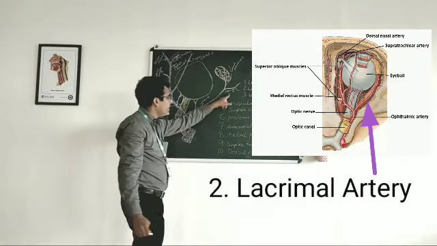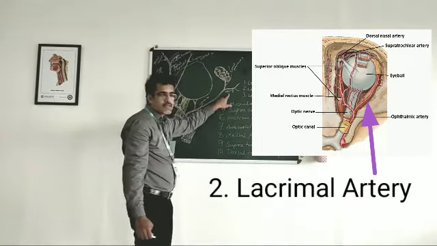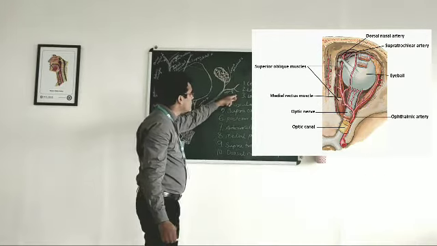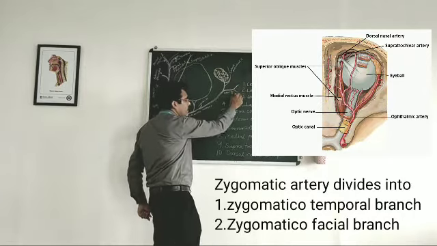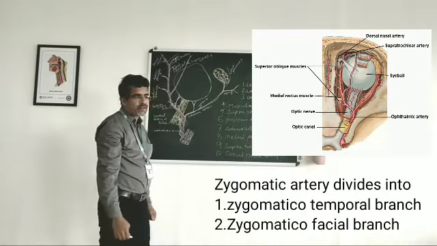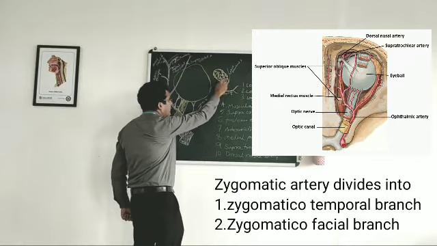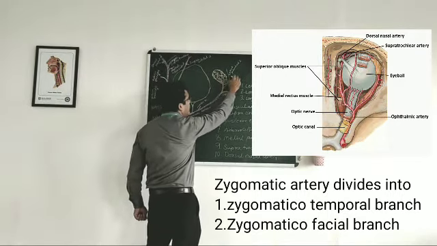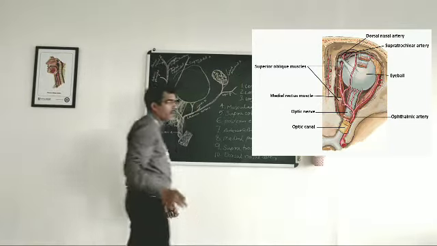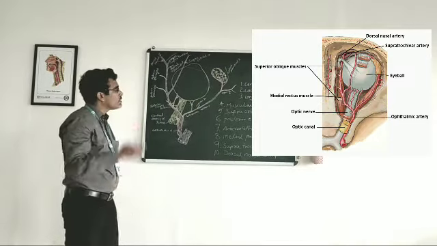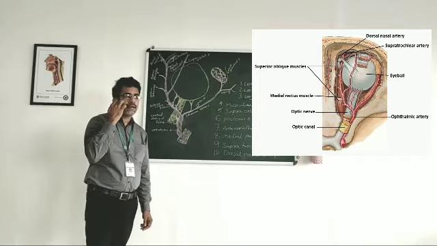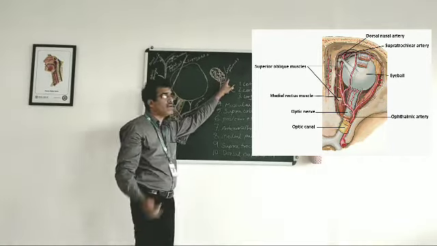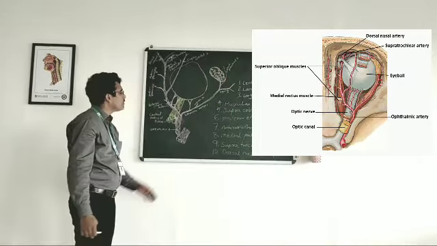Further, it provides another branch in the lateral aspect, the zygomatic artery. This zygomatic artery divides into two, the zygomaticotemporal and zygomaticofacial arteries respectively. Further, it provides glandular branches to the lacrimal gland, and we also have to notice another branch, the lateral palpebral artery. This lateral palpebral artery supplies the upper and lower eyelids in their lateral aspect by dividing into superior and inferior lateral palpebral arteries.